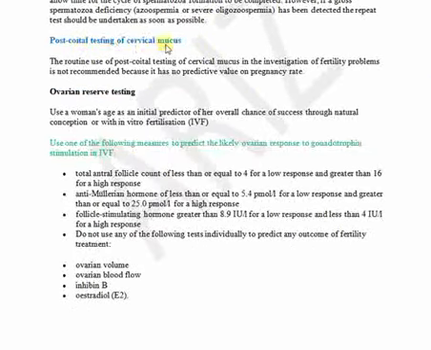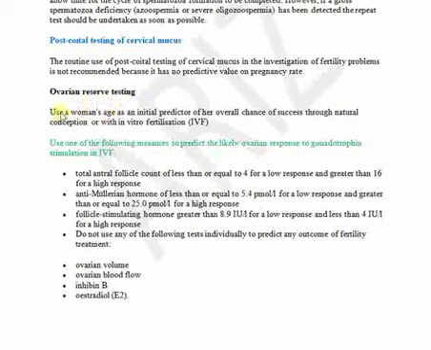Post-coital testing of cervical mucus. The routine use of post-coital testing of cervical mucus in the investigation of fertility problems is not recommended because it has no predictive value on pregnancy rate.